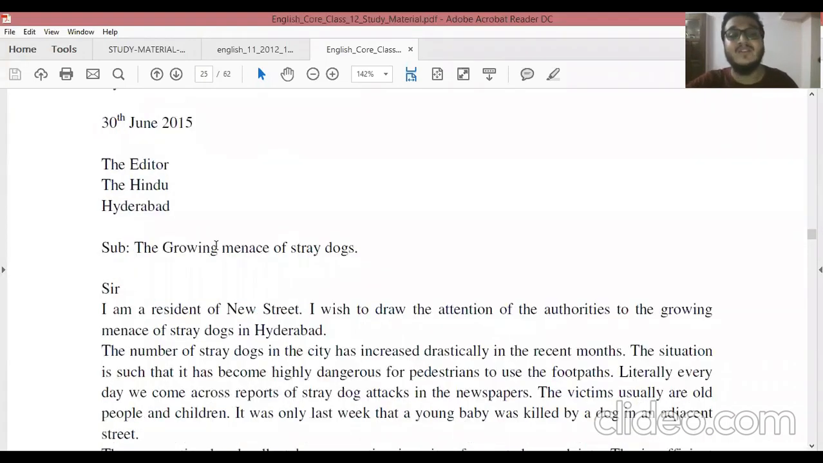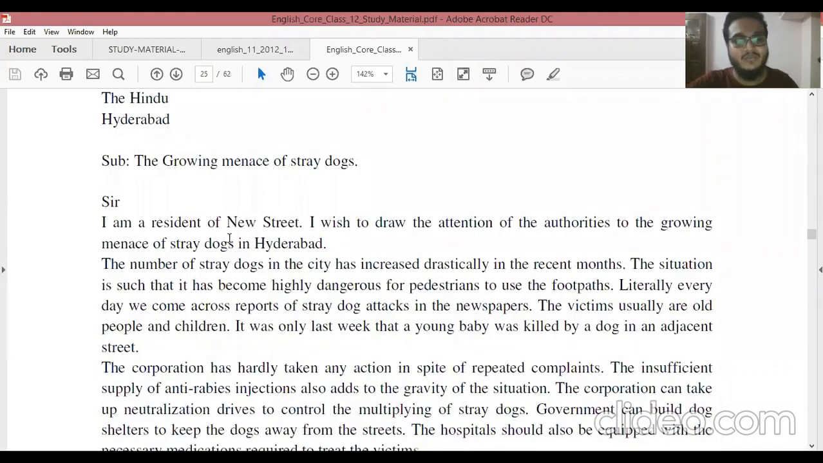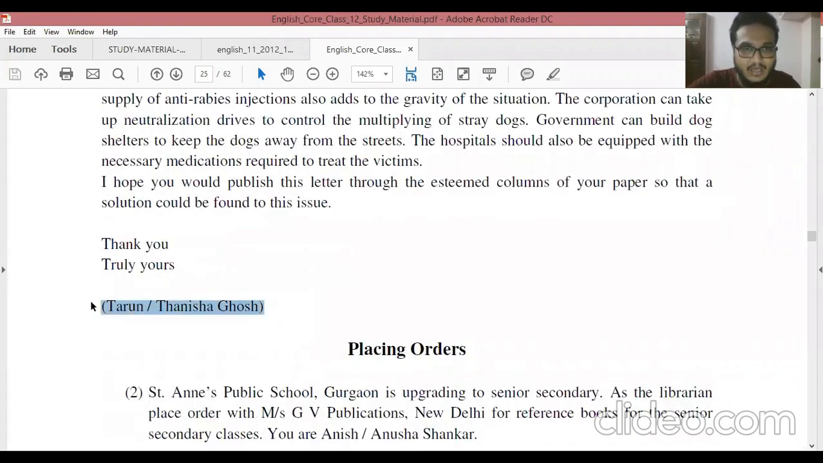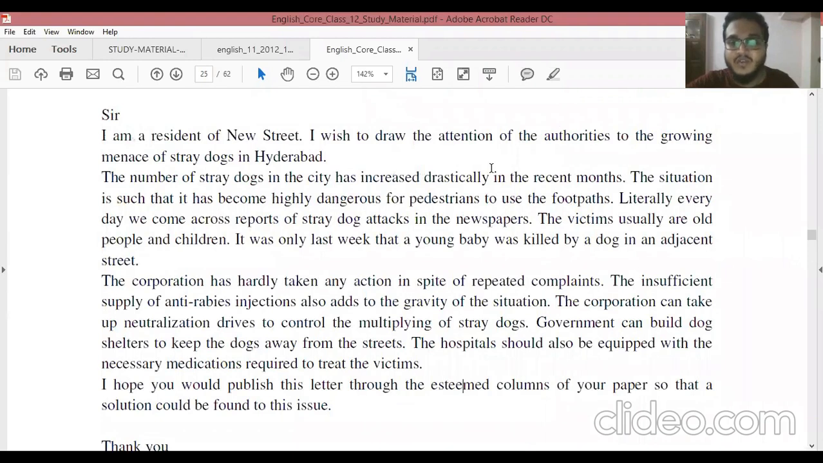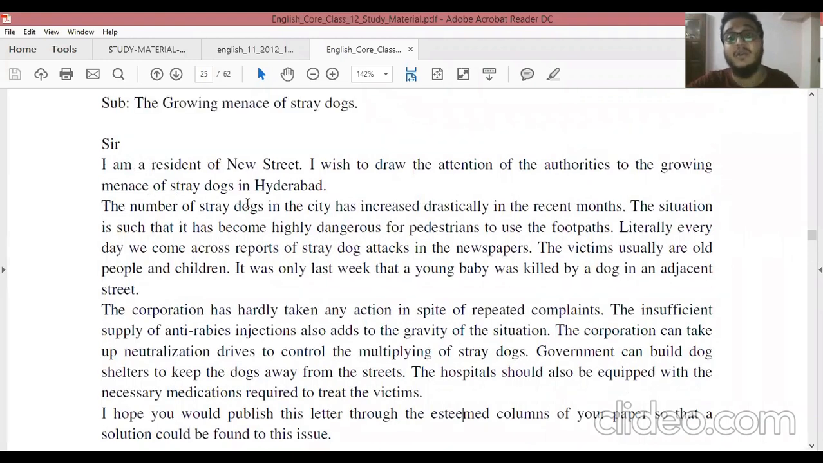Subject: the growing menace of stray dogs. Direct to the point, no here and there talk, even in the subject. I am a resident of New Street. Here, see, the name has not been shown; the name is given at the last only. I wish to draw the attention of the authorities to the growing menace of stray dogs in Hyderabad. This is a big problem of Hyderabad. The number of stray dogs in the city has increased drastically in recent months. The situation is such that it has become highly dangerous for pedestrians to use the footpaths.